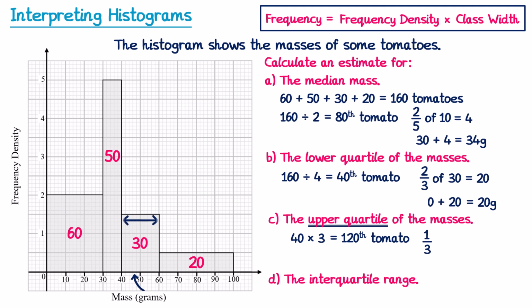So if we say the width of this bar goes from 40 to 60, so that's 20, and we want 1/3 of that. If we do 1/3 of 20, we end up with 6.6 recurring. So we need to start at the start of this bar, which is at 40, and go across 6.6 recurring. And if we do that, we do 40 plus 6.6 recurring, and we end up at 46.6 recurring.